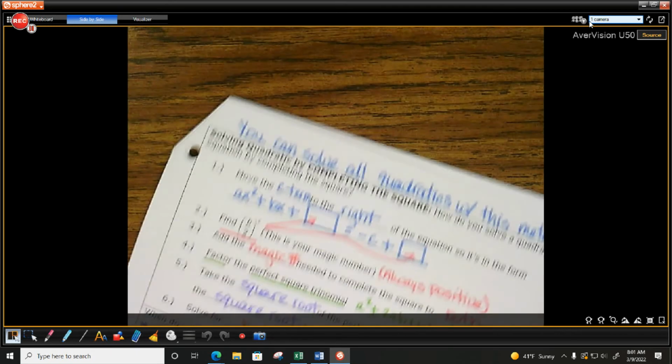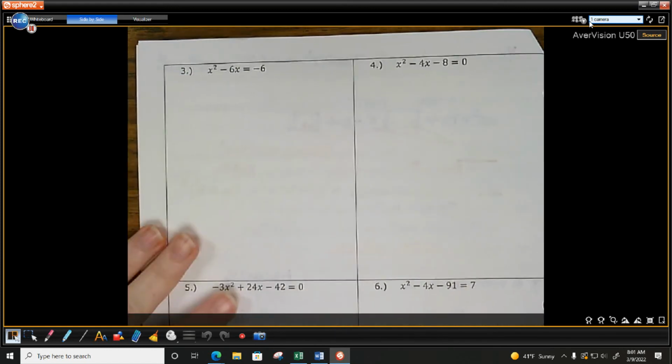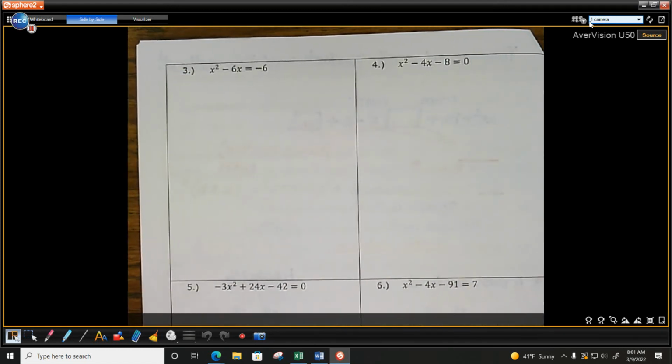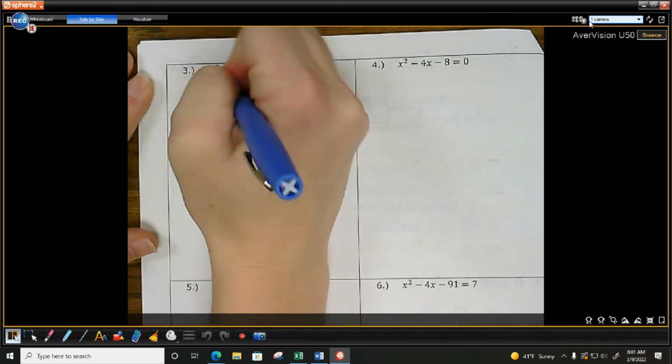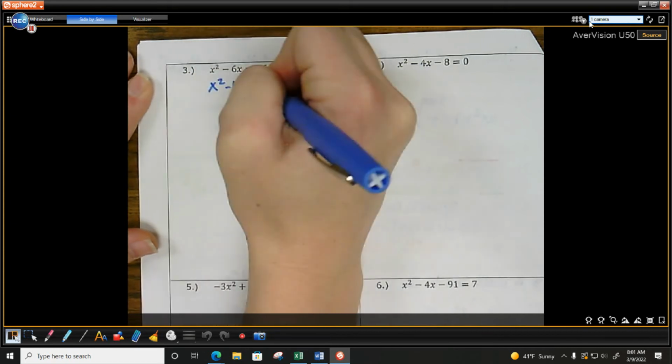What do we notice about number 3? It doesn't equal 0, meaning the c is already on the right side. So I'm going to rewrite this, though, where I'm going to do my plus blank. Remember, you have to add that magic number to both sides. Okay?